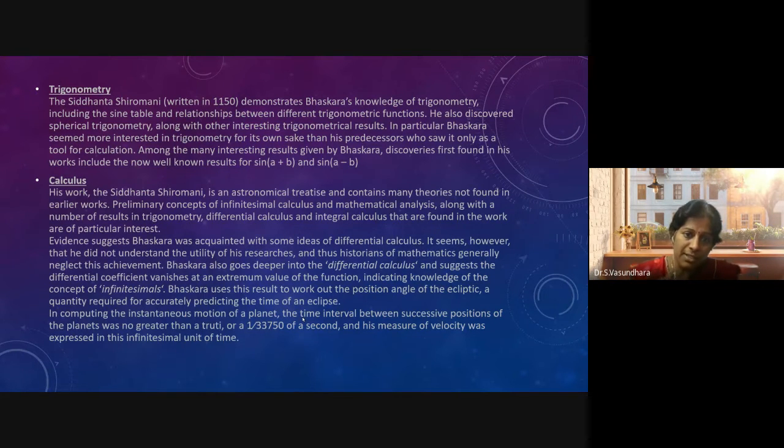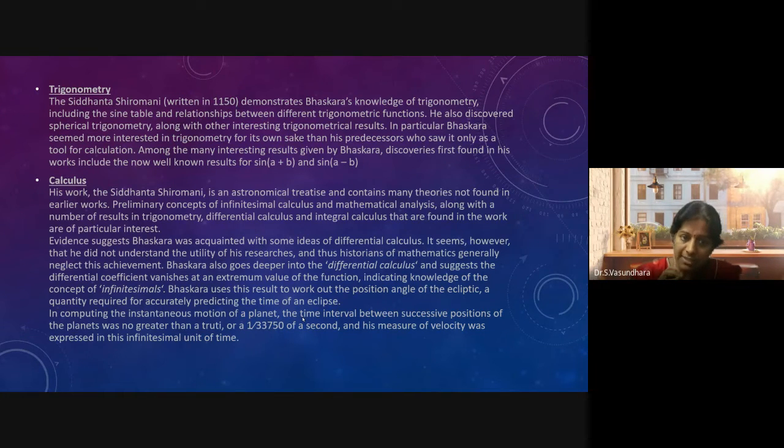The Siddhanta Shiromani demonstrates Bhaskara's knowledge of trigonometry, including the sine table and the relationship between the trigonometric functions. He also discovered spherical trigonometry along with other interesting trigonometrical results. In particular, Bhaskara is more interested in trigonometry for its own sake than his predecessors, who saw it only as a tool for calculations. What are his contributions to calculus?